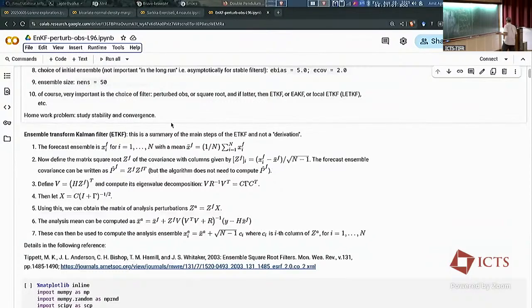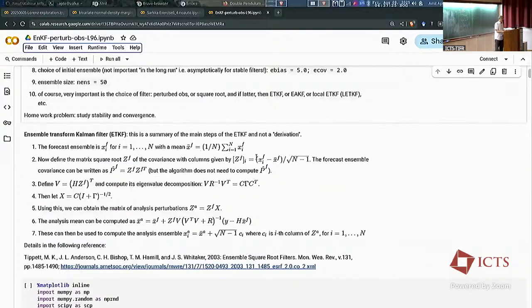So how does it work in practice? This is what is done. You take x_i. I will not write the f for the forecast all the time; I'll just write the ensemble indices. So x_i is the ensemble at time t, and you compute the mean x bar.